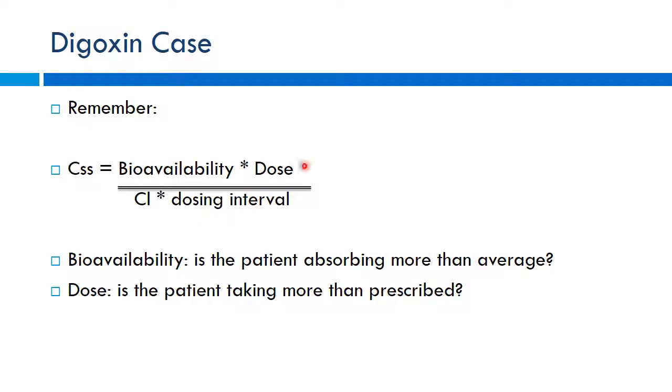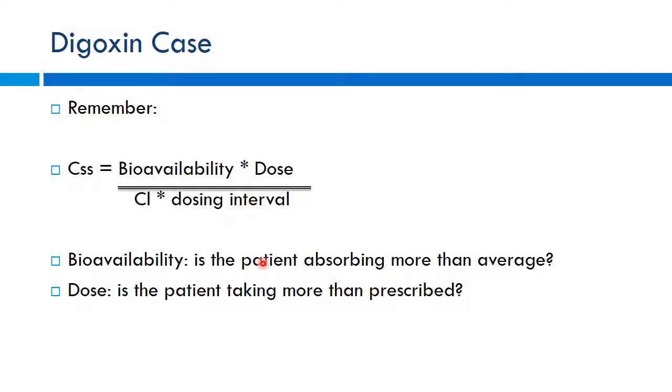So again, looking at our average steady state concentration, remember that we're looking at bioavailability, which is multiplied by the dose. We can't really affect bioavailability unless there's some sort of drug interaction or food interaction we're not aware of. The dose we can fix, and then obviously the patient is going to be dependent on determining the clearance, and then we can also assess what that dosing interval is going to be. So again, we really have control of these two. Bioavailability and clearance we may not have as much control over.